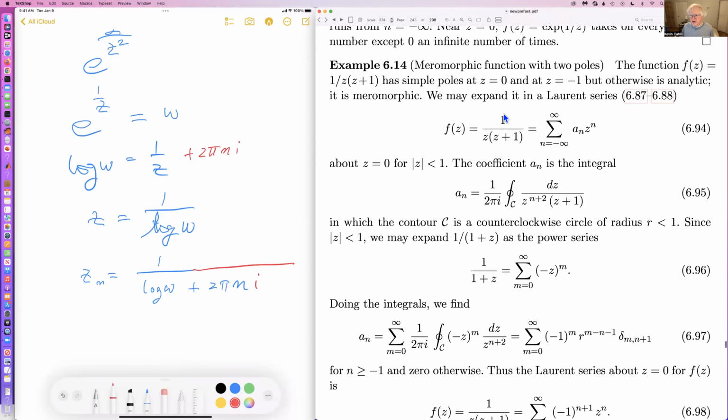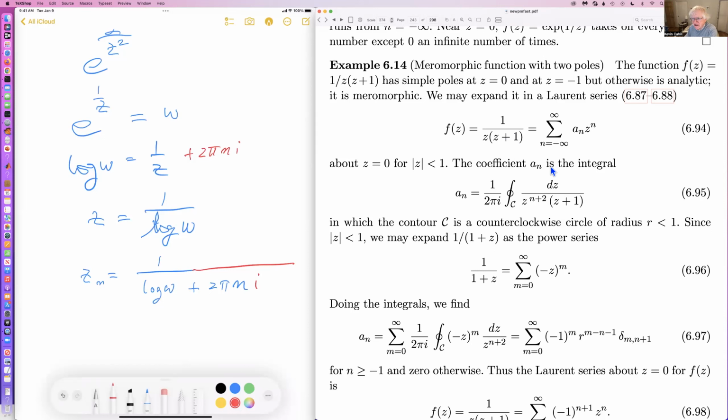Here's a meromorphic function with 2 poles, at z equals 0 and z equals minus 1. We can express that as a Laurent series about z equals 0, for example, for absolute value of z less than 1. And why absolute value of z less than 1? Well, because when z gets to 1, you're going to hit the pole at minus 1.